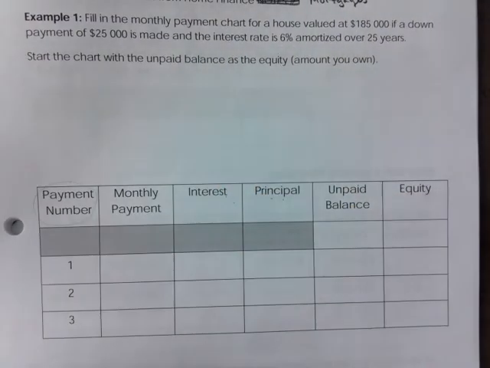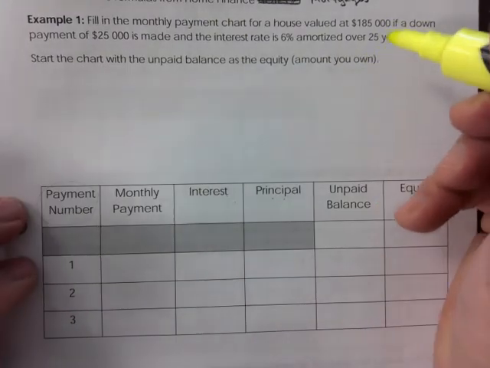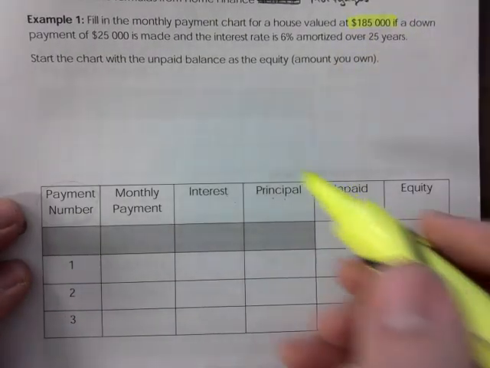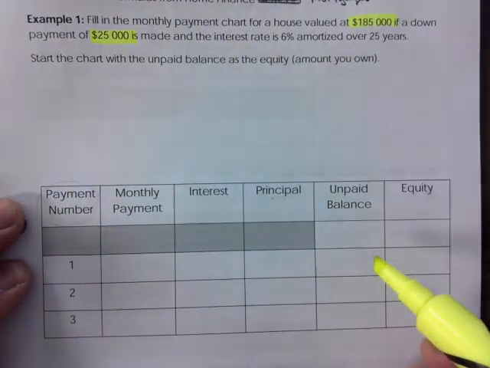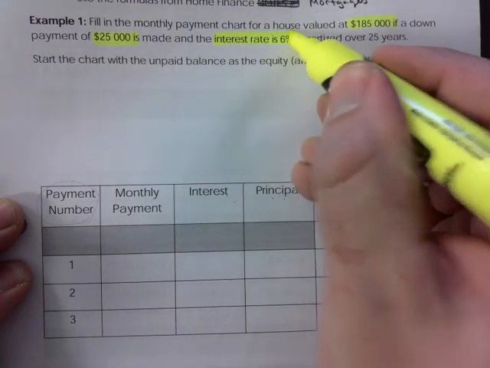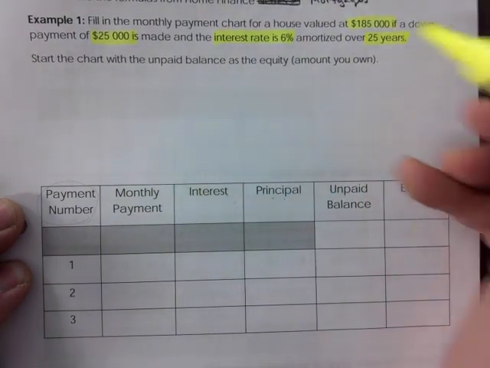There's a house valued at $185,000, with a down payment of $25,000. The interest rate is 6%. It's amortized over 25 years.